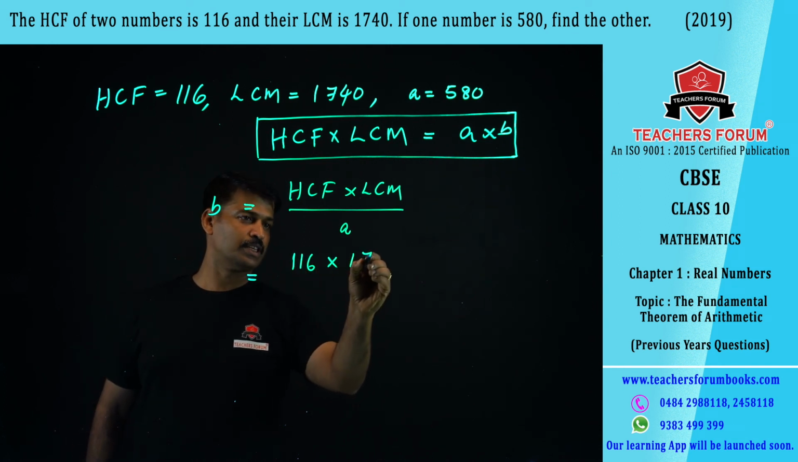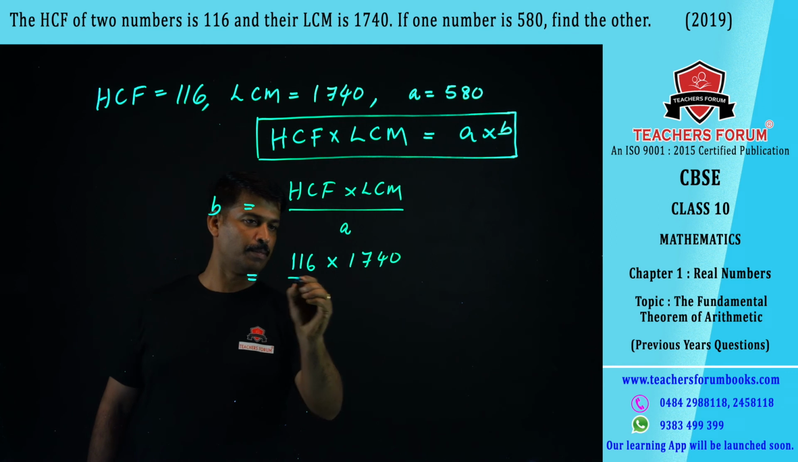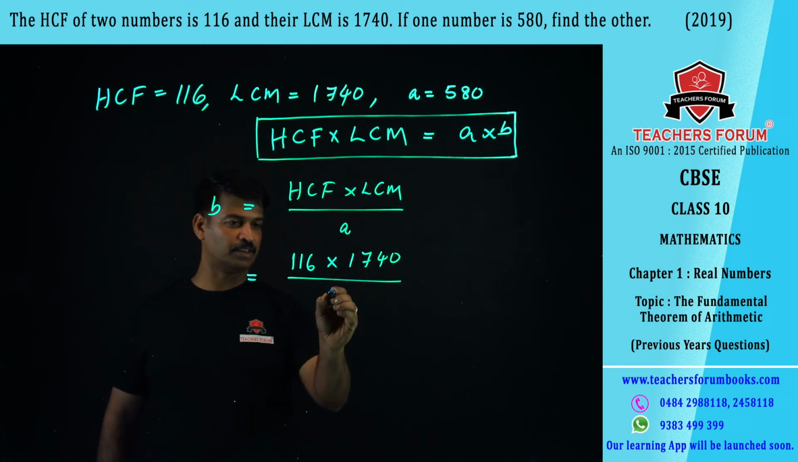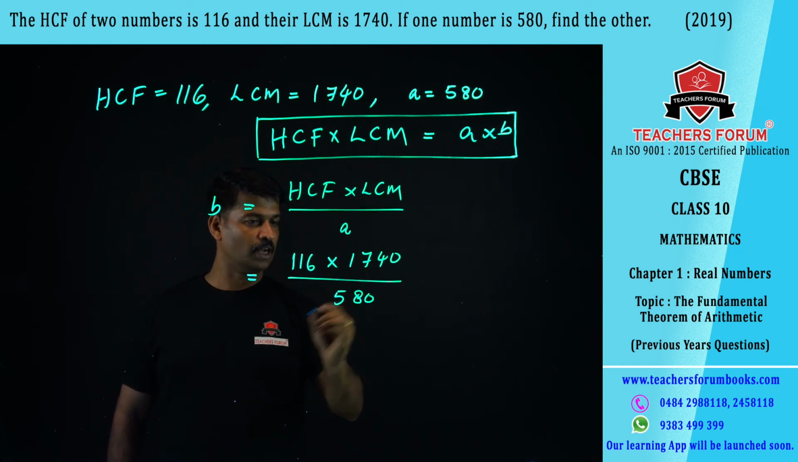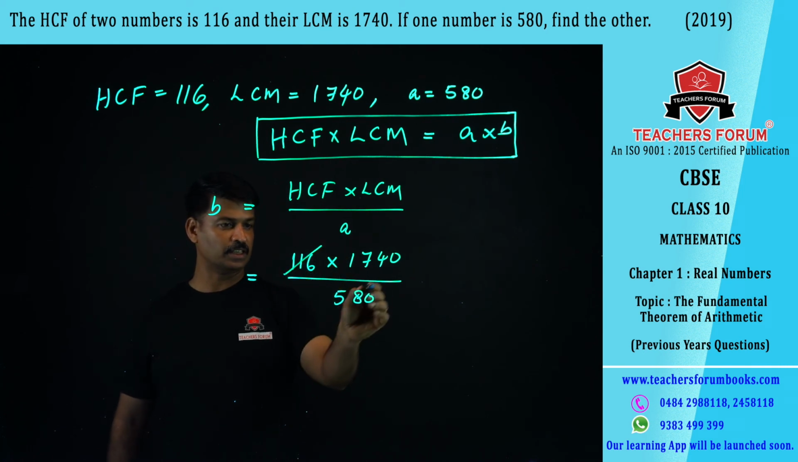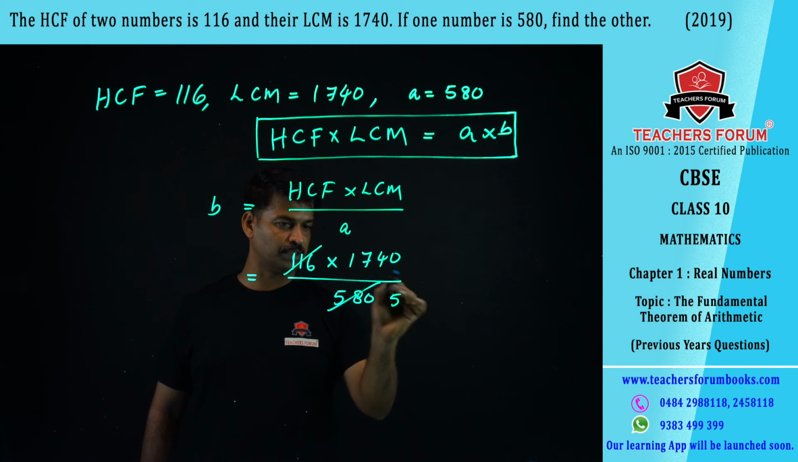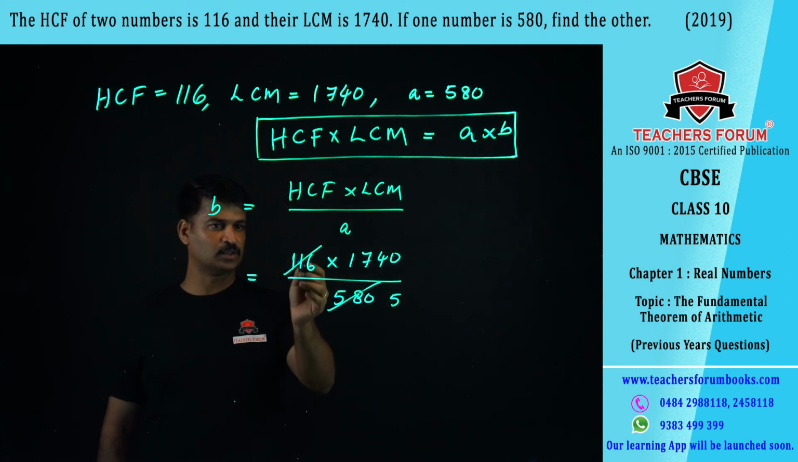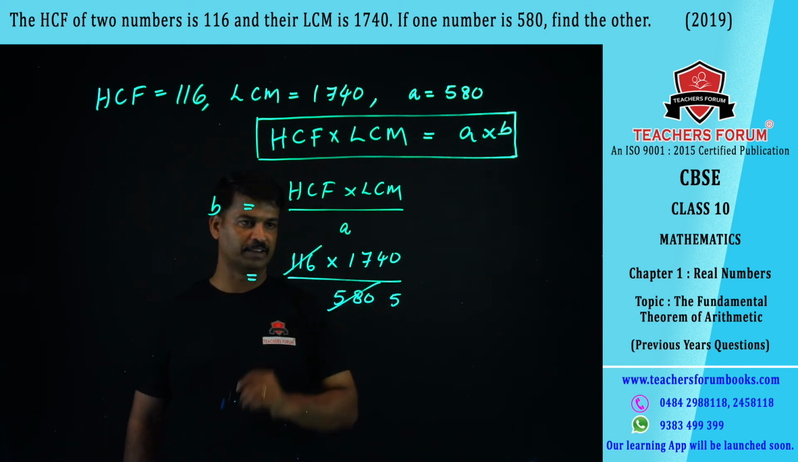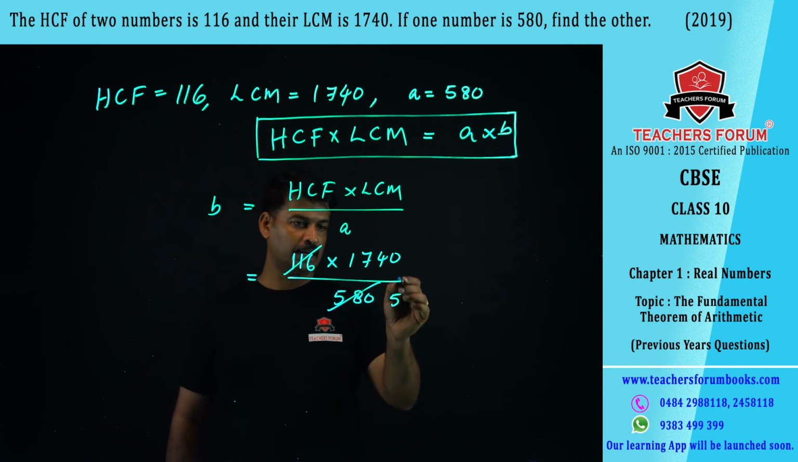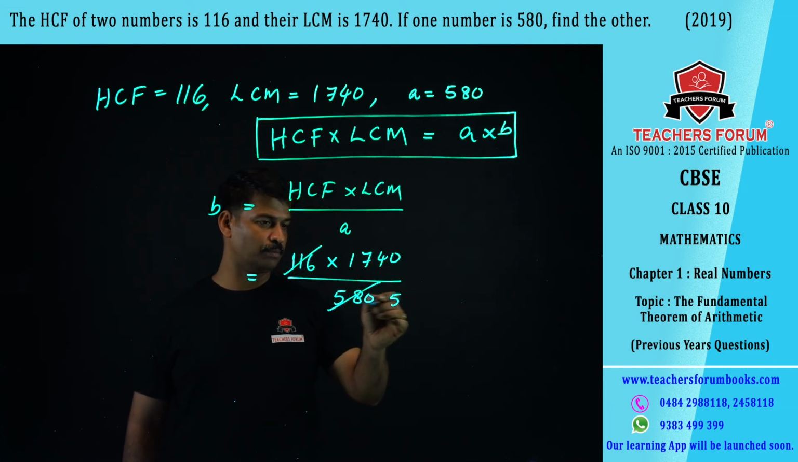LCM is 1740 by A. One of the numbers is given to you, that is 580. Now you can divide 116 by 580. 116 goes 5 times in 580, that is 116 into 5, 580. Now let us divide 1740 by 5.